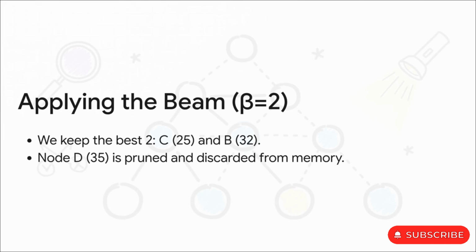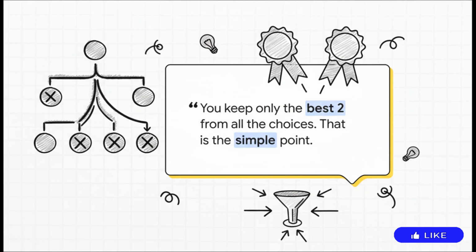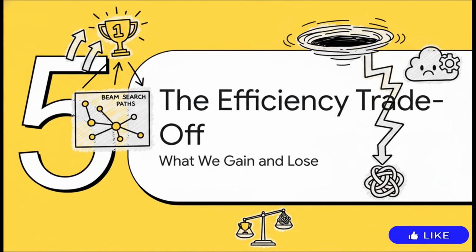So it gets pruned. And when I say pruned, I mean it is gone for good, completely discarded from memory forever. The source material we looked at put it perfectly. It said, you keep only the best 2 from all the choices. That is the simple point. It's a ruthless strategy, for sure, but it is fantastically effective. Now, you know that this kind of ruthless efficiency has to come with a catch, right?